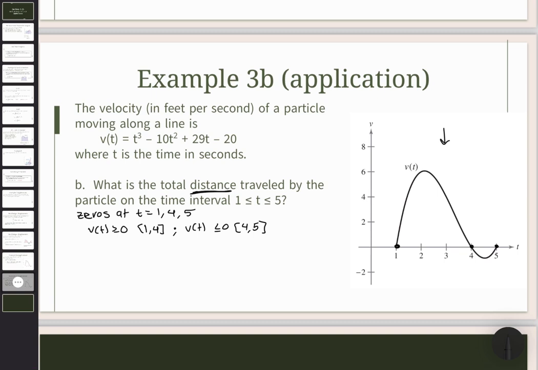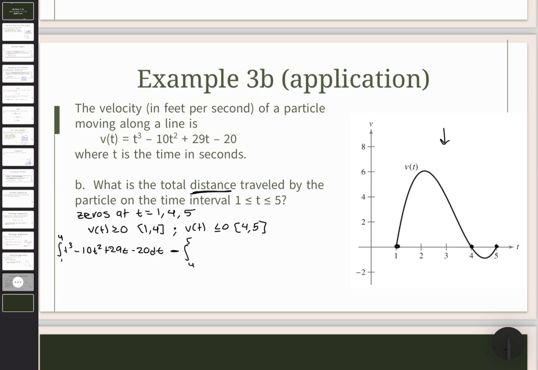So distance is actually a little more complicated than finding displacement from velocity, because now I need to split this into two separate integrals. Evaluating it from 1 to 4, I'm just evaluating the normal one, the positive version of this: t cubed minus 10t squared plus 29t minus 20 dt. And then you can think about this two ways. You could think, I'm going to subtract the integral from 4 to 5, or you can think I'm adding the negative of all of this.